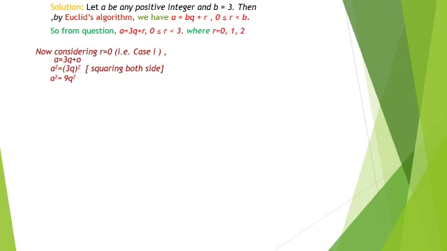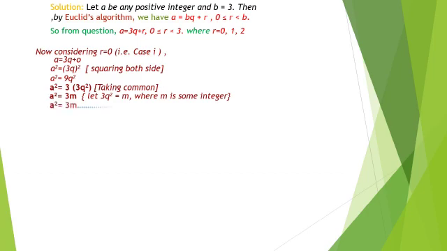Now in the next step we have to be careful and see how we can take the common factor. According to the question we have to take the common. So a square is equal to 3 into 3q square, we can write it down. In the next step we write a square is equal to 3m, and we let 3q square be a constant value m, where m is some integer, and as we can see 3m is matching the question. So we will write this as equation 1. Now as the r value of 0 is completed, we will go to r is equal to 1.